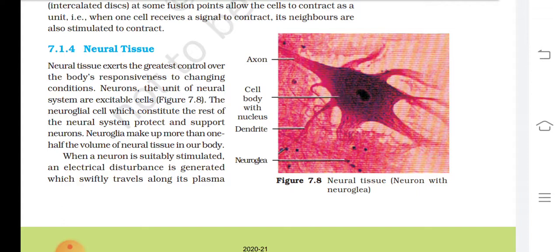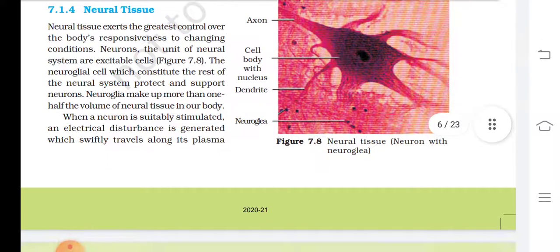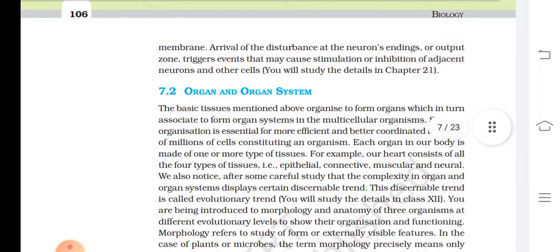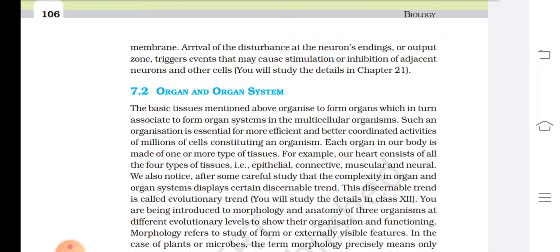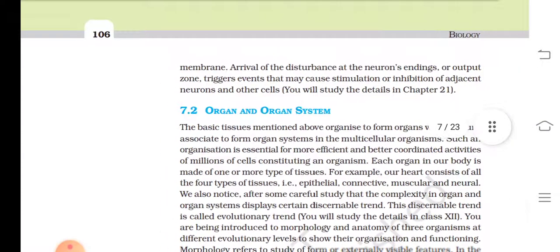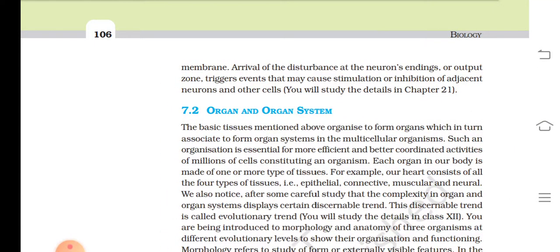When a neuron is suitably stimulated, an electrical disturbance is generated which swiftly travels along its plasma membrane. Arrival of the disturbance at the neuron's ending or output zone triggers events that may cause stimulation or inhibition of adjacent neurons and other cells. You will study the details in chapter 21.